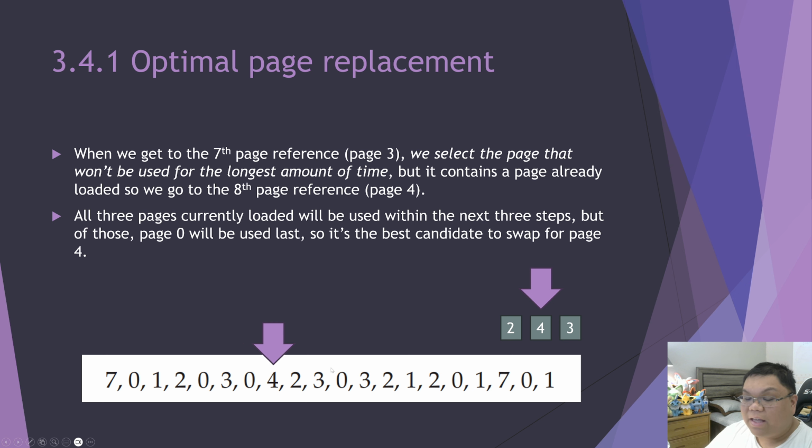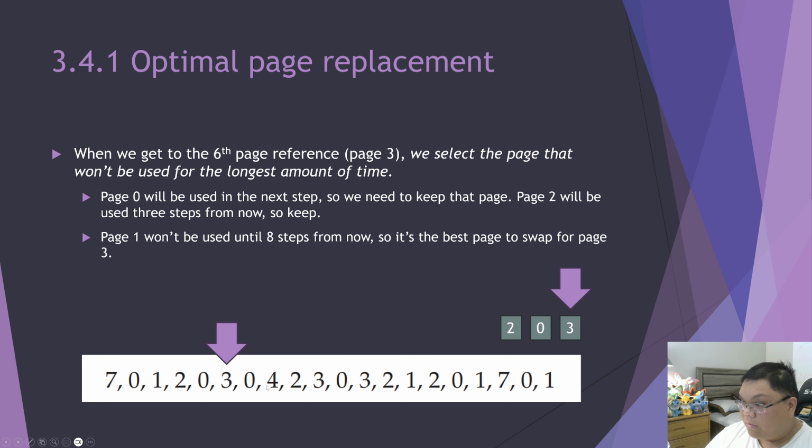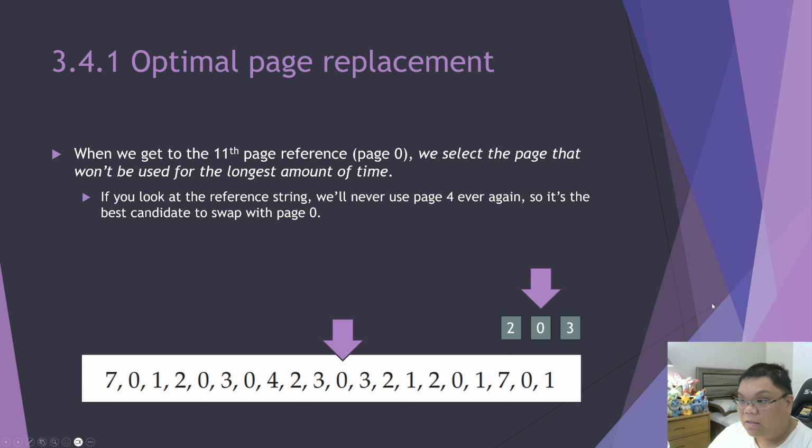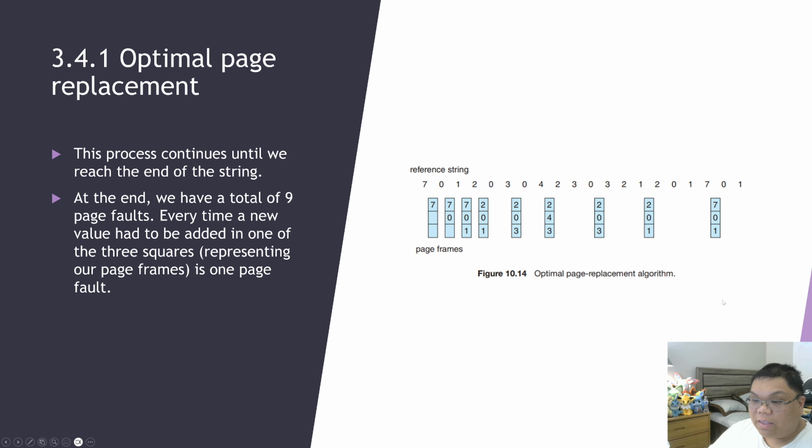We do this again and again. So, with pages 2, 0, 3 loaded, and we want to read page 4, we're going to see page 2, 0, and 3 immediately after reading page 4. But of those, page 0 will be used after pages 2 and 3. So, we can take out page 0 and put page 4 in its place. And then we keep going and going.